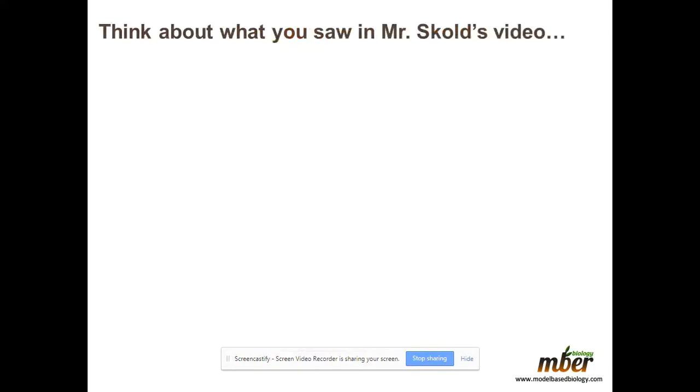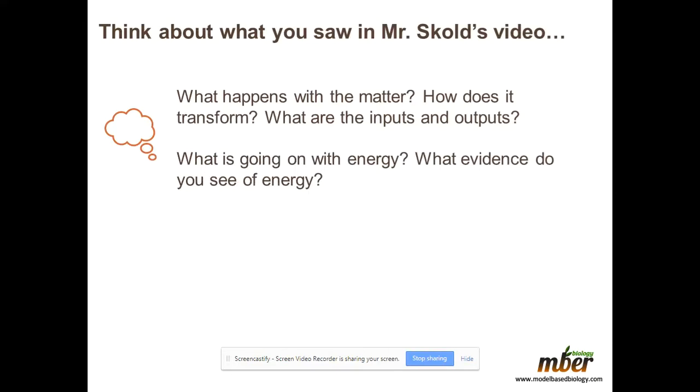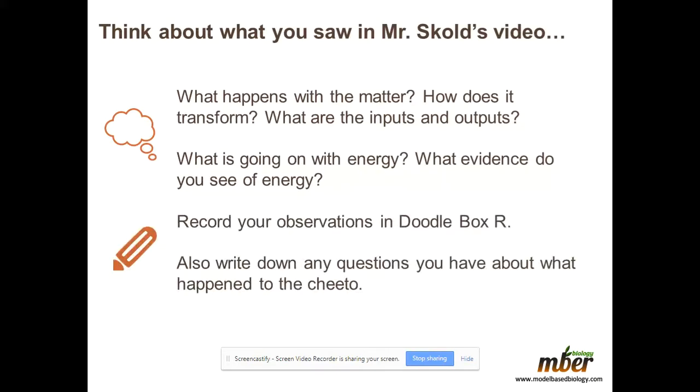Now, think about what you saw in Mr. Skold's video. What happens with the matter? How does it transform? What are the inputs and outputs? What's going on with energy? What evidence do you see of energy? Go ahead and record your observations in Doodlebox R. Also, if you have any questions, write them into Doodlebox R as well. All right, go ahead and put this on pause, and then we'll continue on.